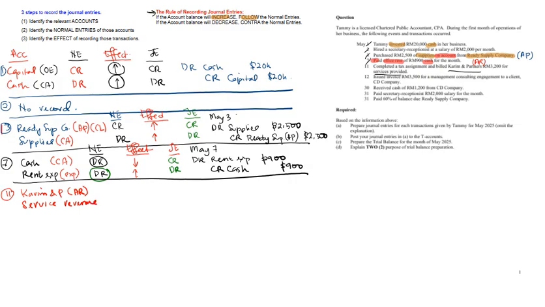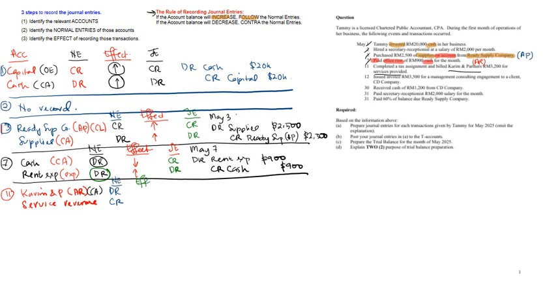So with that, we're going to check on the normal entry. Account receivable is a current asset, so your normal entry will always be debit. And then your revenue will always be credit. Let's check on the effect.